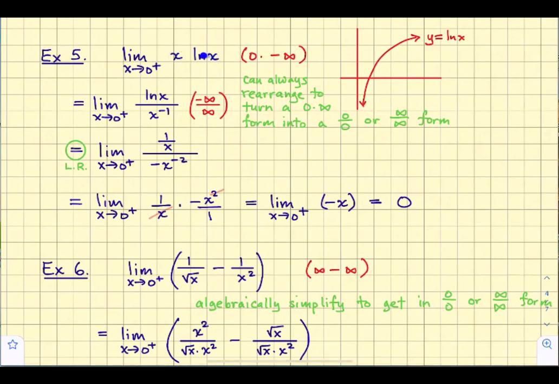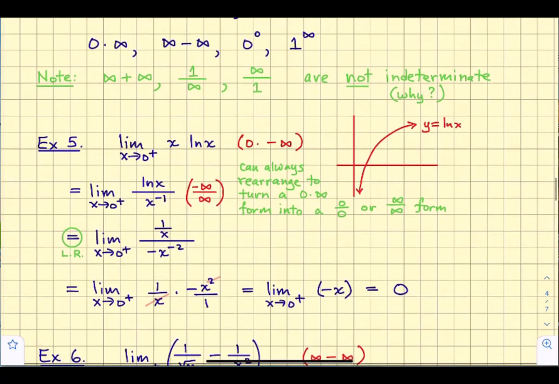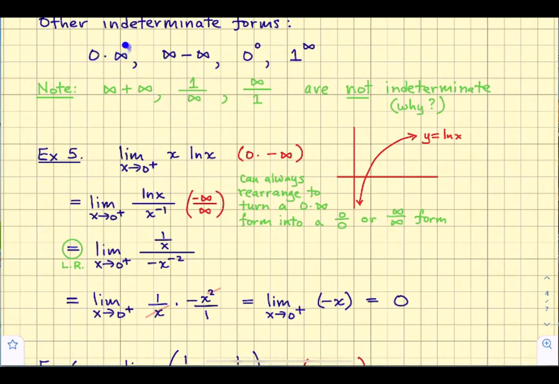ln of x, if you look at the graph of the natural log function, as x gets closer and closer to 0 from the right, ln of x is getting closer and closer to minus infinity. So this is a 0 times a minus infinity. We just casually call this a 0 times infinity, but when I do this, I try to speak with as much precision as I can, and I'll write this as 0 times minus infinity. But whenever we deal with one of these infinities in these forms, this can be a plus infinity or a minus infinity. It doesn't matter.